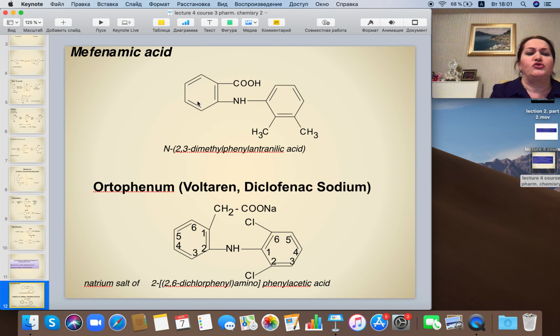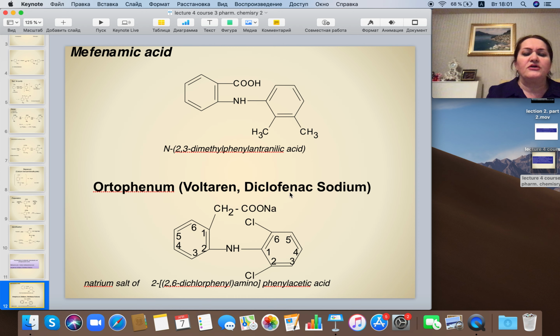Please look at the structure of mefenamic acid. You can see that in the base of this preparation there is anthranilic acid, and anthranilic acid is ortho-aminobenzoic acid. Therefore, the chemical name of mefenamic acid is N-2,3-dimethylphenyl anthranilic acid. Dimethylphenyl anthranilic acid.